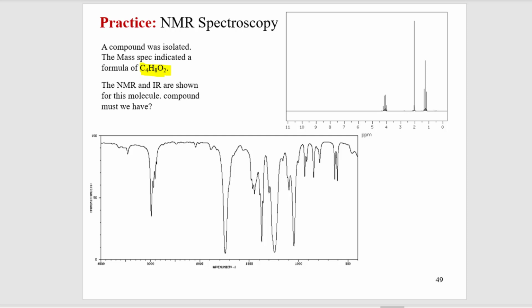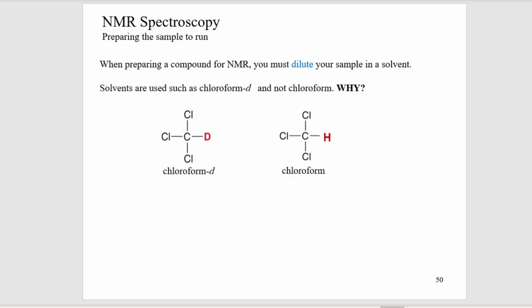Okay, a few last points. When you run an NMR, you're going to be able to recover your molecule back. It's not like mass spec where it's destroyed and completely bombarded with electrons and blown to smithereens. In NMR spectroscopy, you're going to make a dilute solution of your sample, and you're going to have to make it in a solvent that it dissolves in.